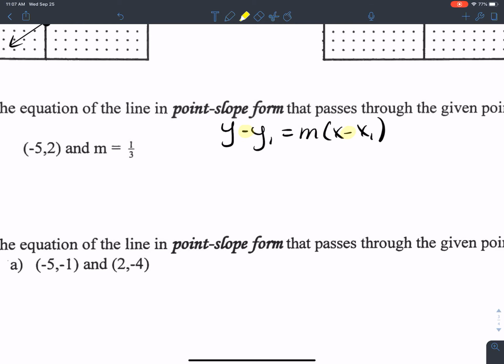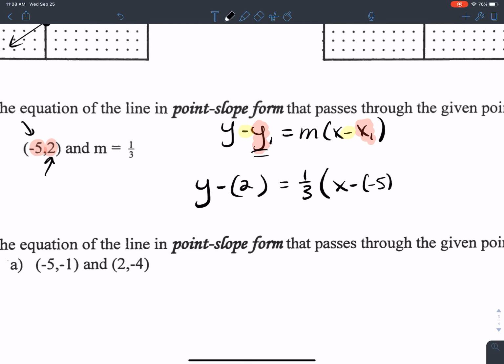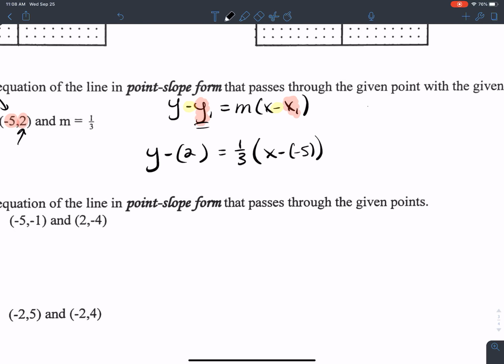And then we see that whatever the y1 and x1 are, those are the values of the ordered pair. So it always has to be y minus something, and then the y value from the point we were given was 2. The slope was 1/3. X minus has to be there, and the x value is -5. And then obviously a lot of times you will see that simplified by changing the minus to a plus. And that would be your correct point-slope form.